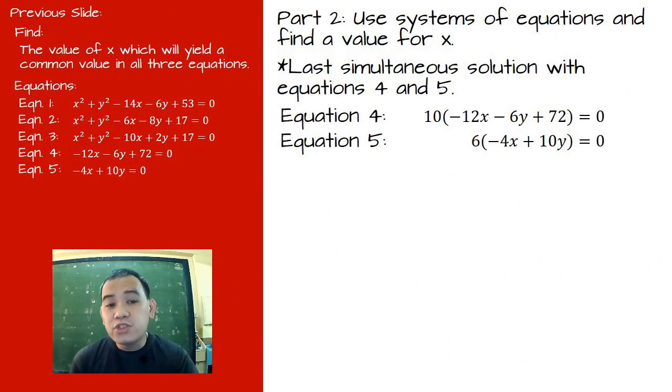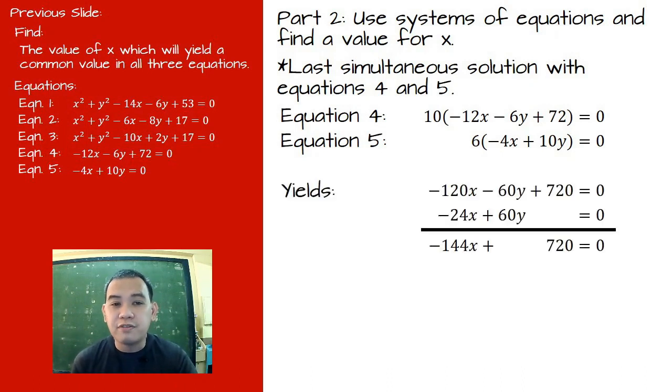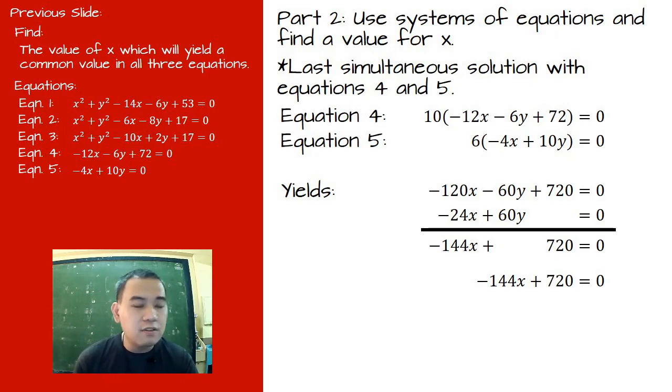We're in the home stretch part of our plan. I'm going to simultaneously solve equations number 4 and 5. This time, my goal is to remove the term with the y variable. That gives me an expression of negative 144x plus 720 equals to 0.